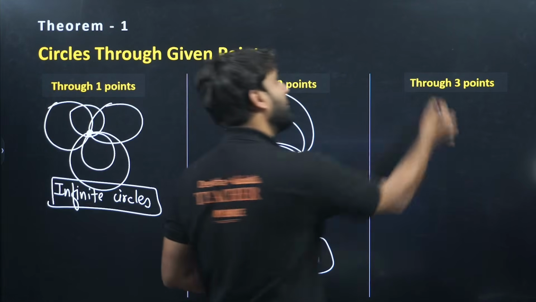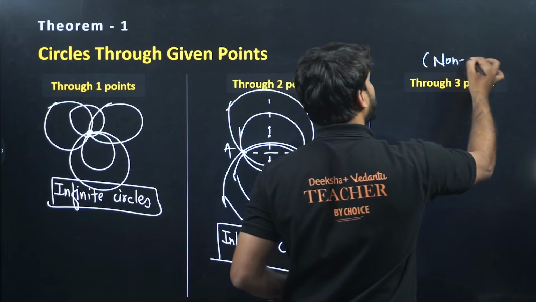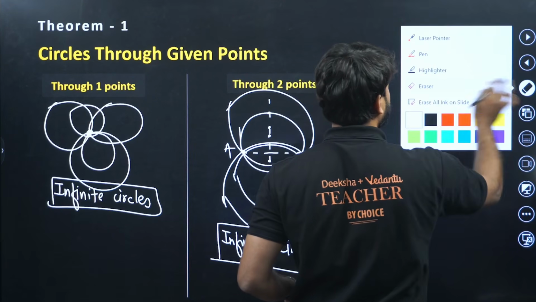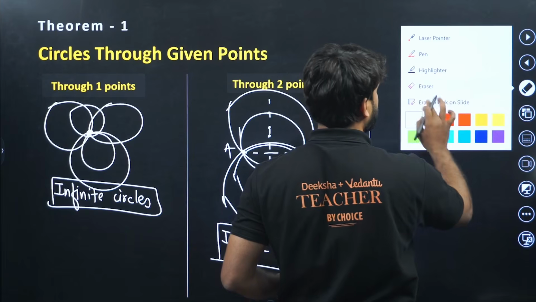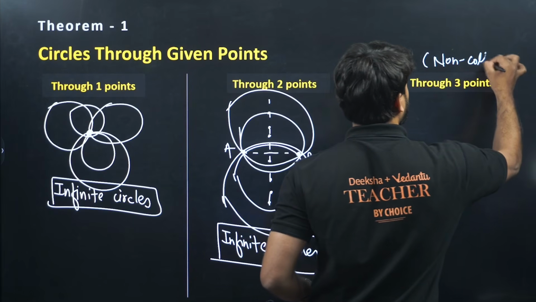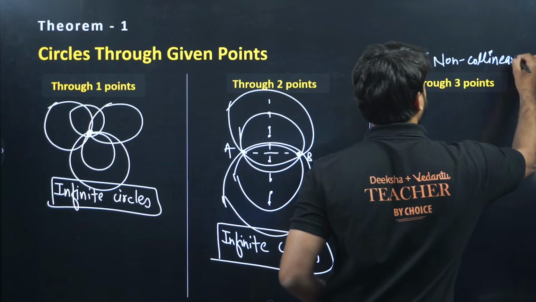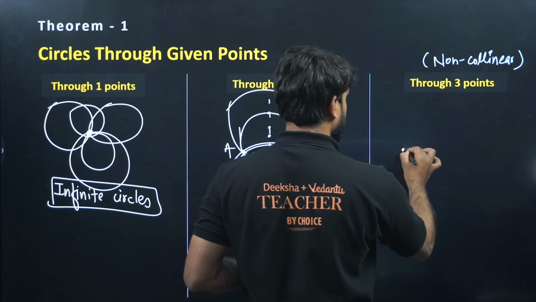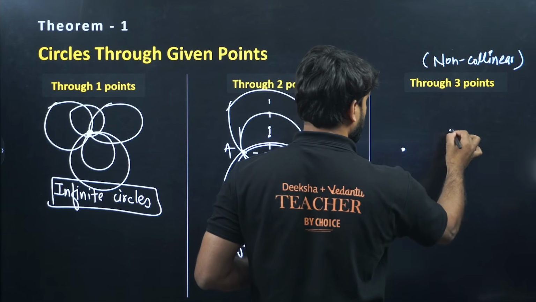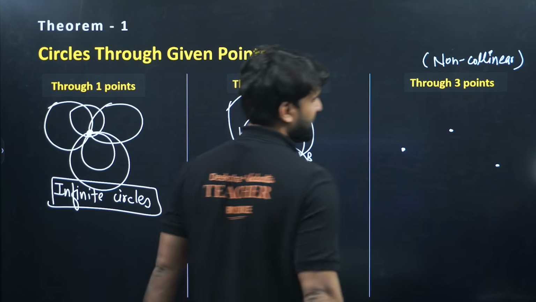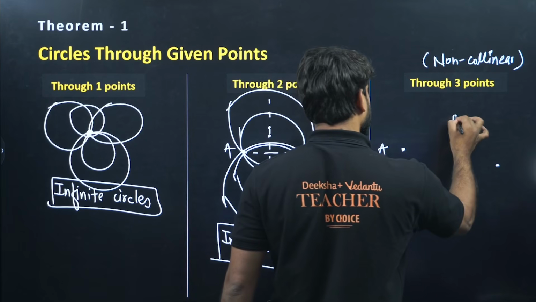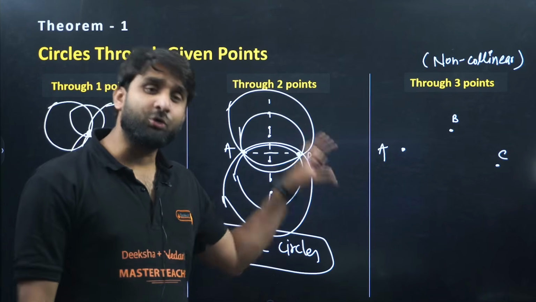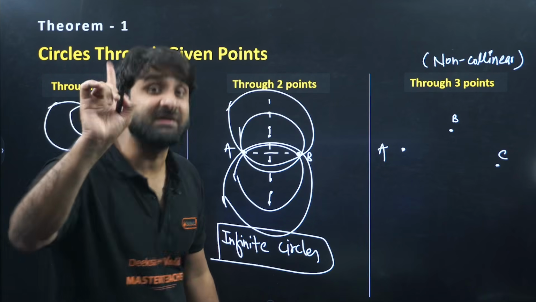Okay, now third. So 3 points, and all the 3 points are non-collinear. And it has to be non-collinear because we are talking about a circle. Points can't be in a straight line. So we have 3 non-collinear points. Let's say A, B, and C here. How many circles can we draw that will be passing through all these 3 points? Only one circle is possible.